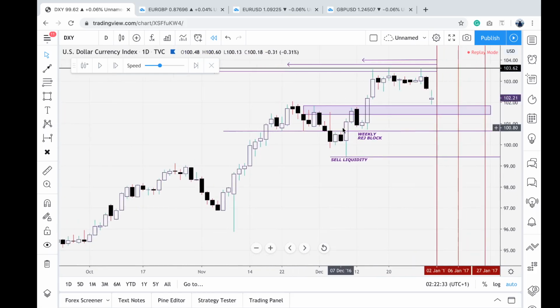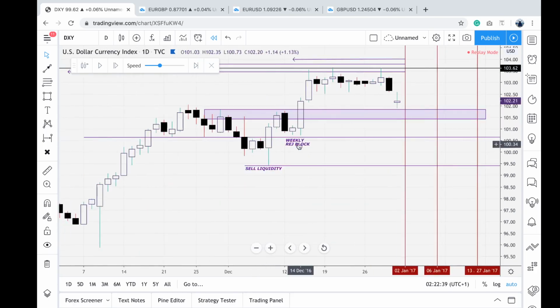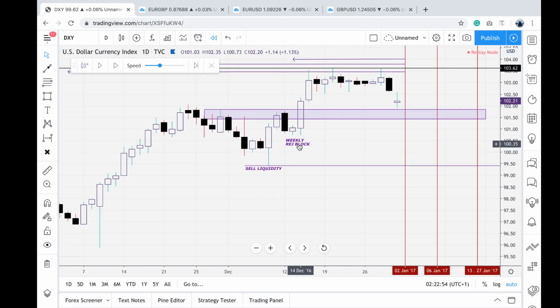So what we want to do now is identify where our 20-day low is. Our 20-day low comes in the form of this weekly rejection block. We can narrow this weekly rejection block to a daily zone right now, because this weekly rejection block is these 1, 2, 3 candles. So you can remove this. This is how you begin to get precise with your levels.